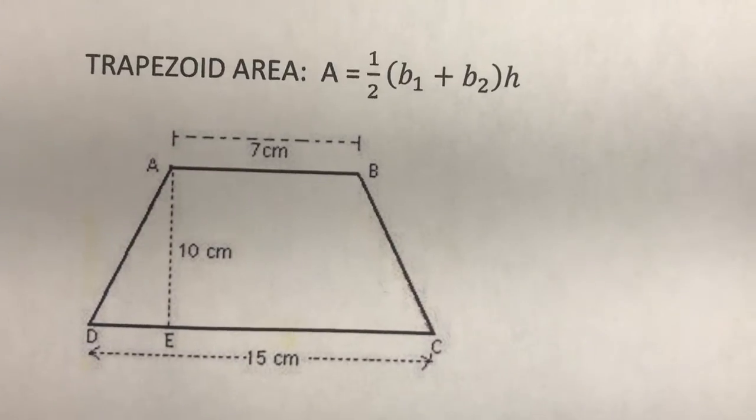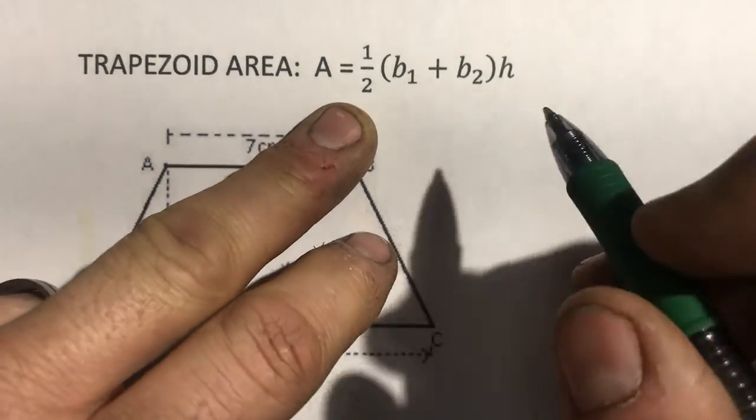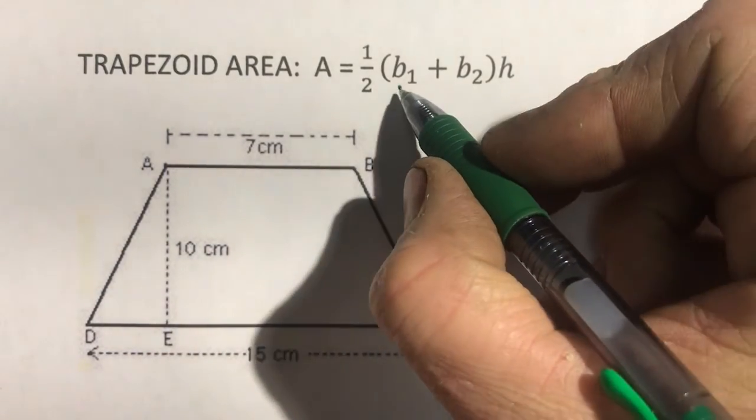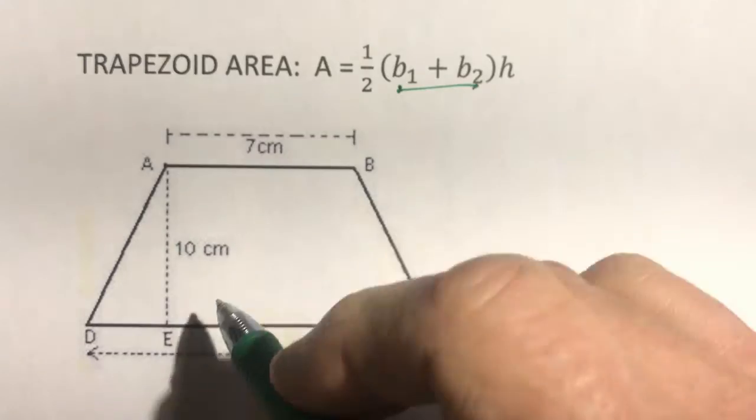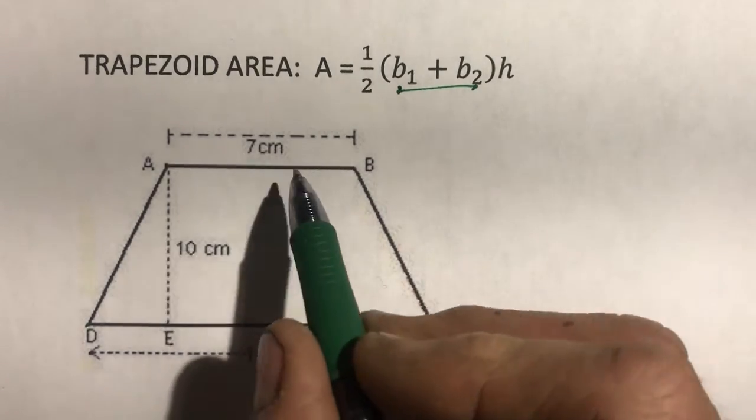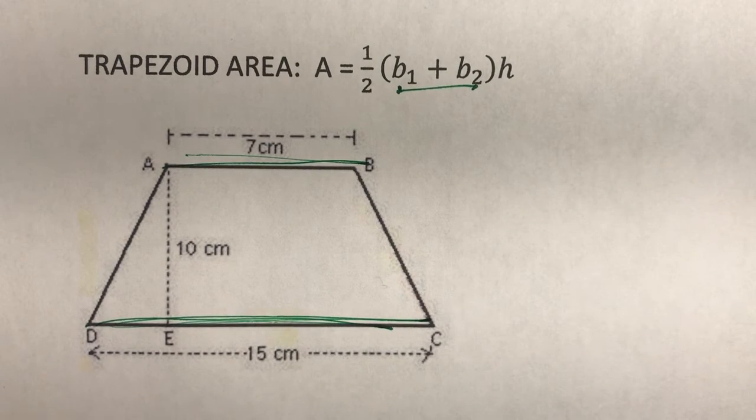All right, the last one we'll look at is trapezoid. Trapezoid area formula is right here. It's 1/2, and then I got B1 plus B2. Now these are my bases. A trapezoid has 2 sides that are parallel. These 2 sides right here are parallel, which means they'll never touch. If I extend them out forever, they'll never touch.